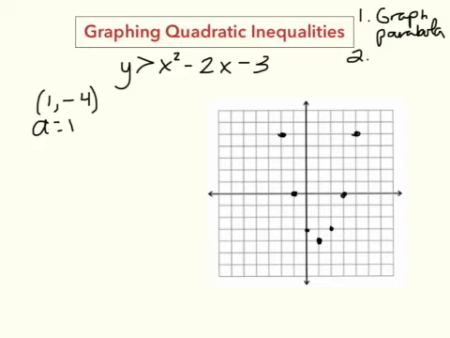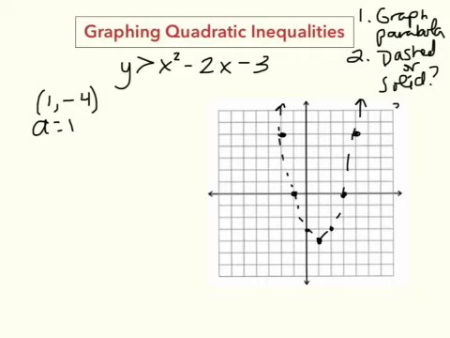Then you want to pay attention to whether you have a dashed or a solid line. In this case, we have a dashed line because it's greater than, it doesn't have an equal to, so it has to be dashed. So you just draw your dashed line, or your dotted line. The next thing you want to do is shade.